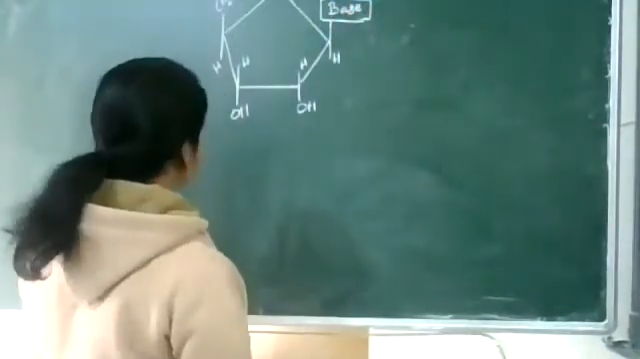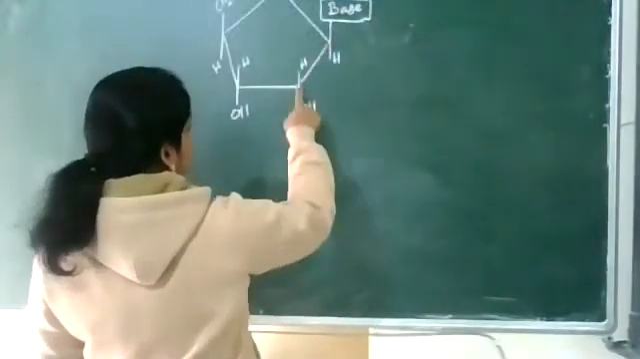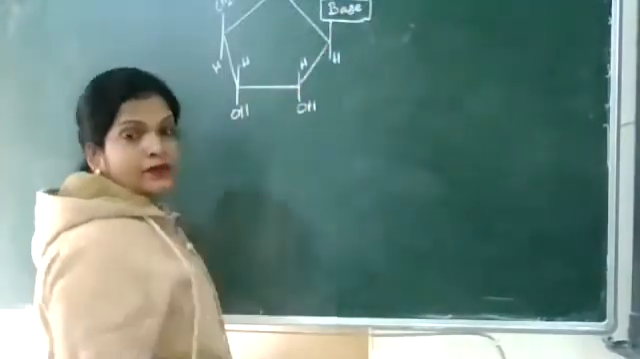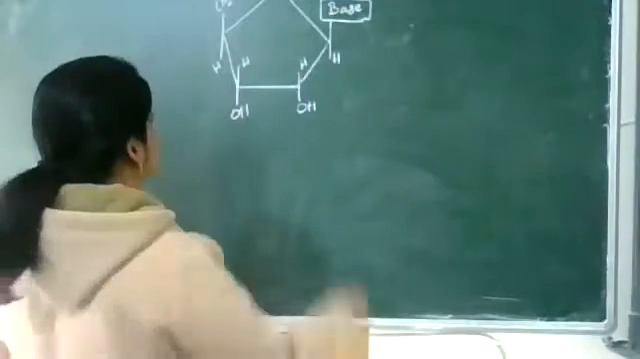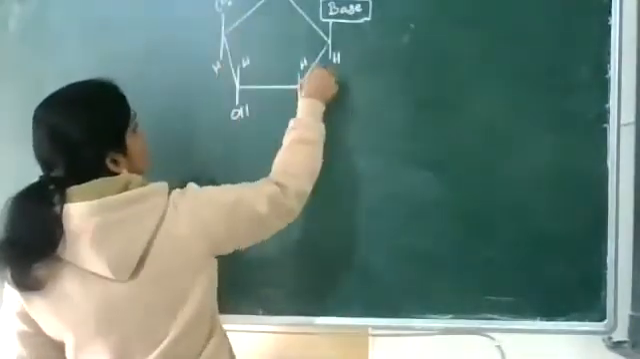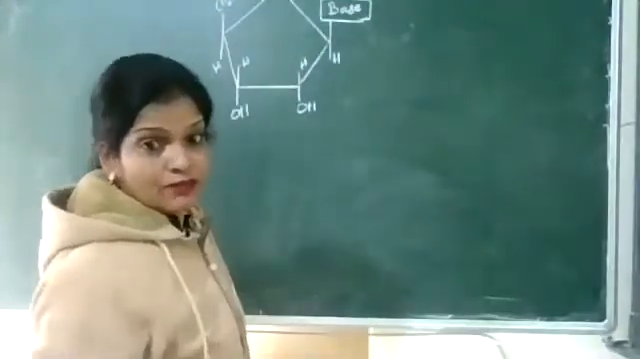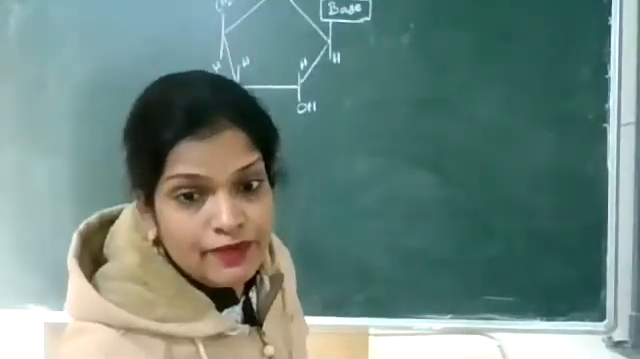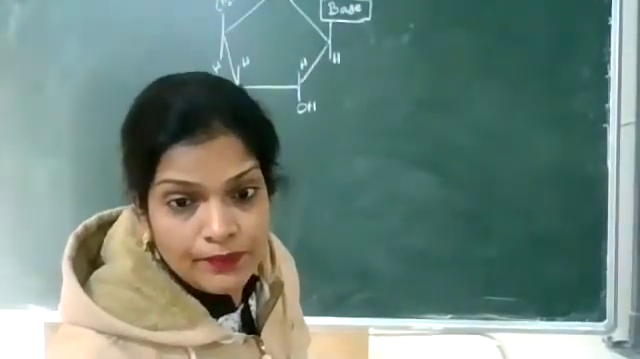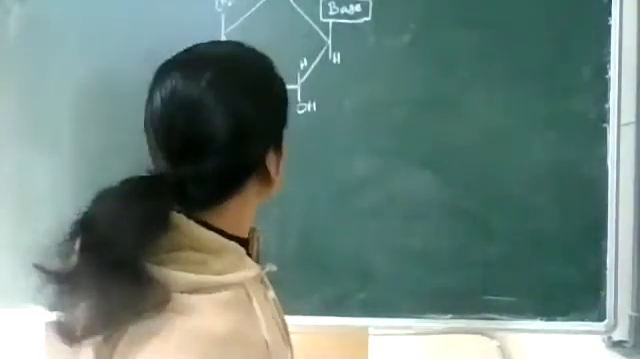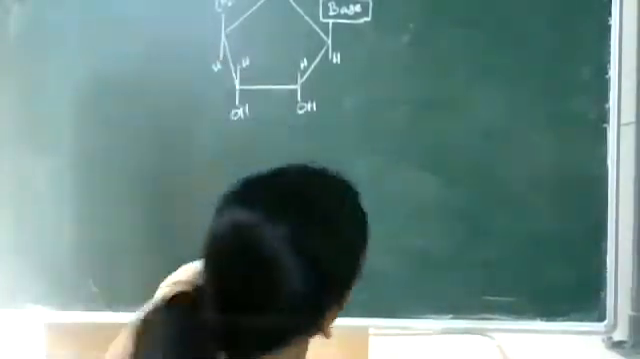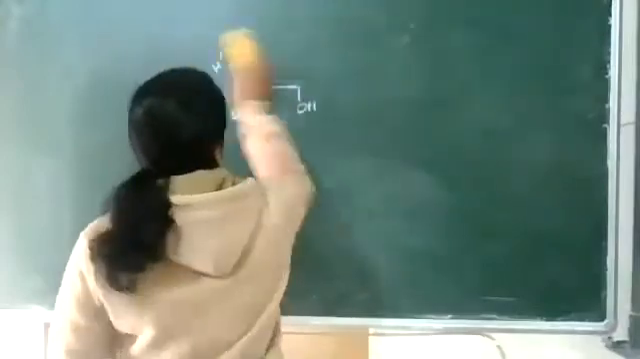And this is 1, 2, 3. Phosphoric acid is connected to this 1, 2, 3, 4, 5. That is 5 dash. Phosphoric acid is connected to 5 dash. So I'll be writing CO.